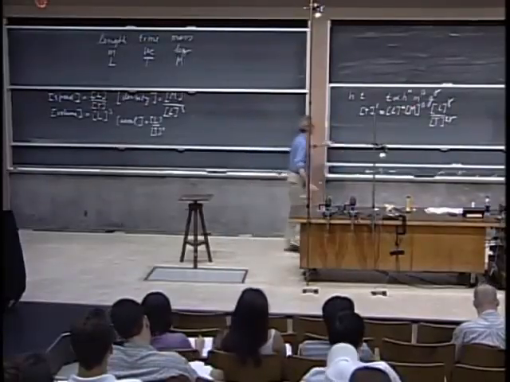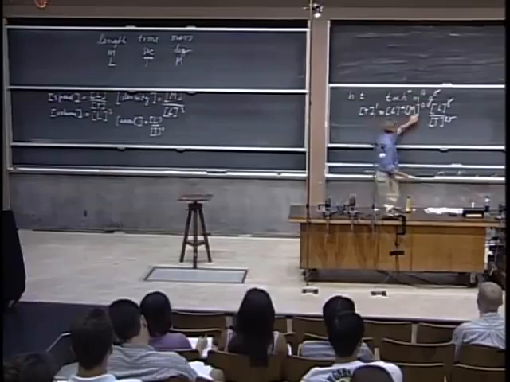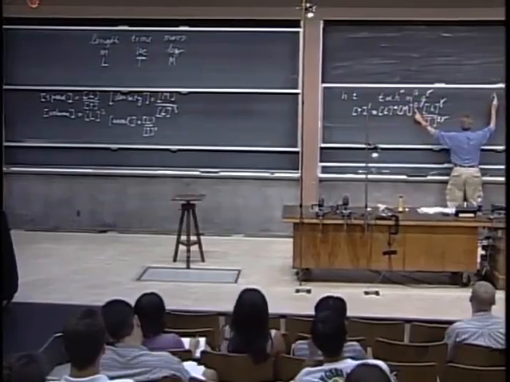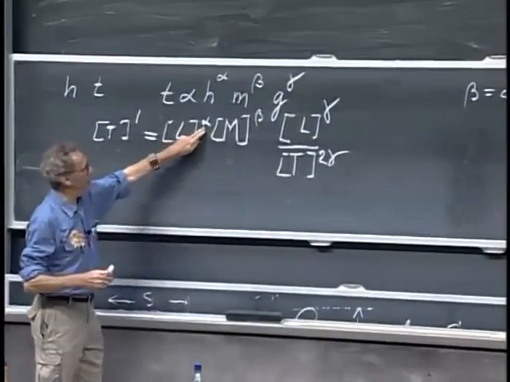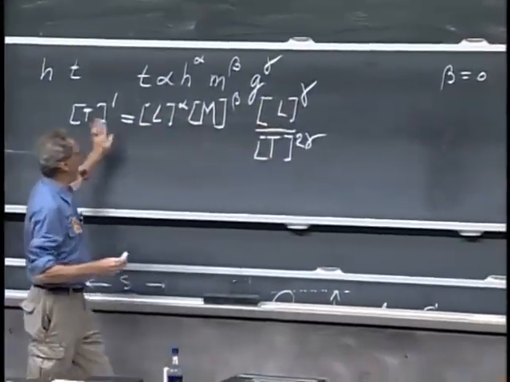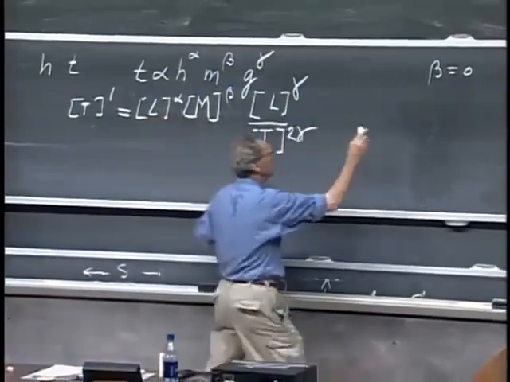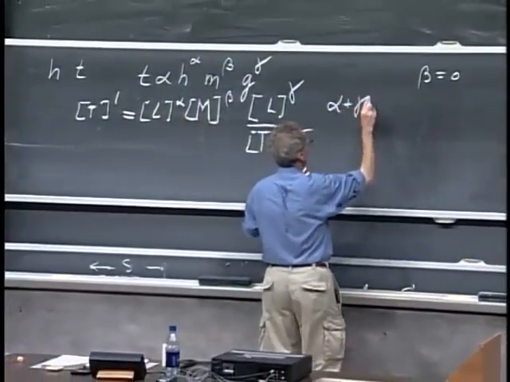Okay, there we go. There is no M here, there is only one M here, so beta must be 0. There is here L to the power alpha, L to the power gamma. There is no L here, so L must disappear. So alpha plus gamma must be 0.